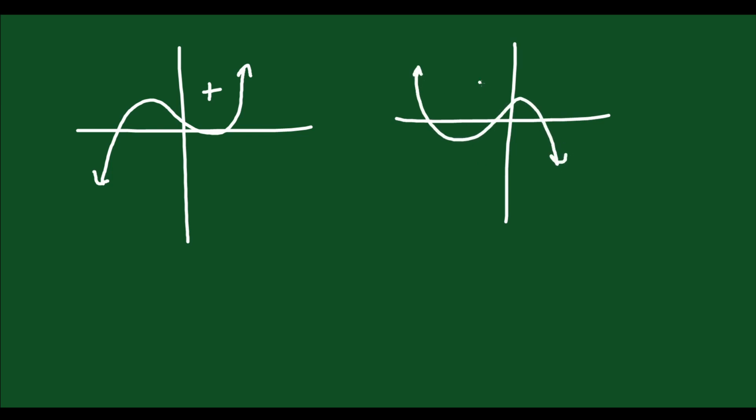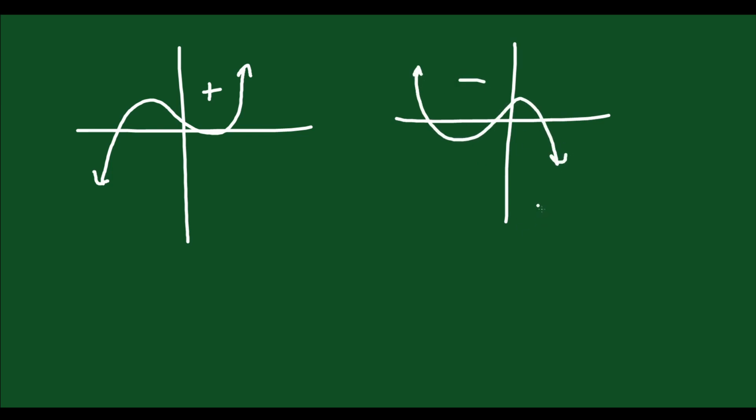If we have a graph like this, something like that, that's potentially a cubic function, right? Because it goes up, down, back up. That's a positive cubic function. If you have a function that goes like this, that's a negative cubic function, right?